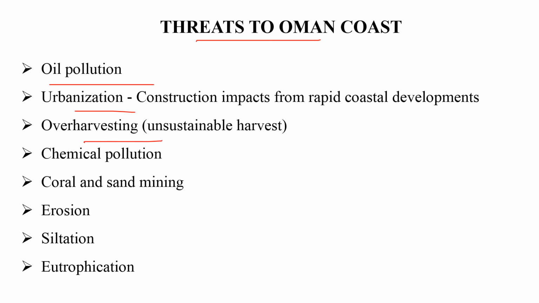Then overharvesting, since it has a huge biological diversity. All the biological resources, from fisheries to invertebrates and others, are unsustainably harvested, so overharvesting is a major threat to the coastal ecosystem. Then chemical pollution: industrial effluent or domestic effluent directly goes to the ocean, may be treated or not treated properly, so that increases the pollution load of the ocean or coastal ecosystem.